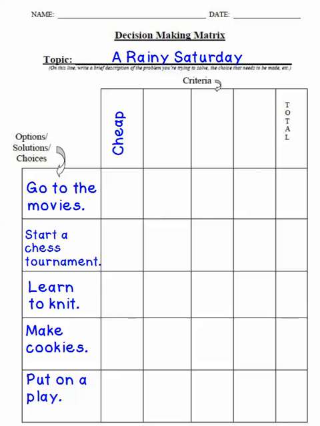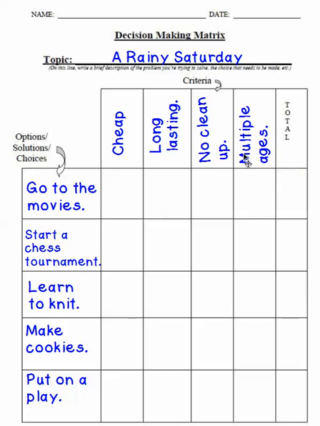The solution should be cheap. The solution should be long lasting. The solution should have no cleanup. The solution should engage multiple ages of students, of children, for the rainy Saturday problem. Once you have your criteria across the top, then it's just a matter of ranking each one of these.